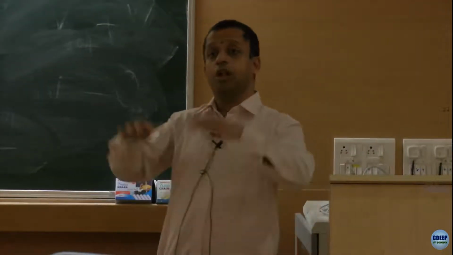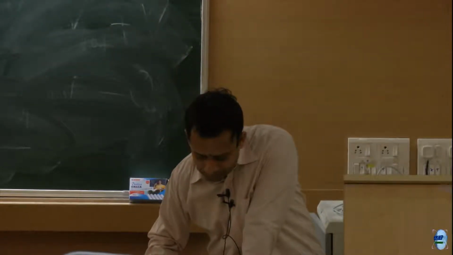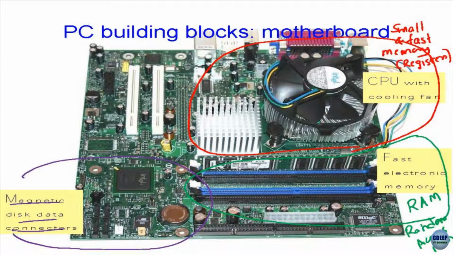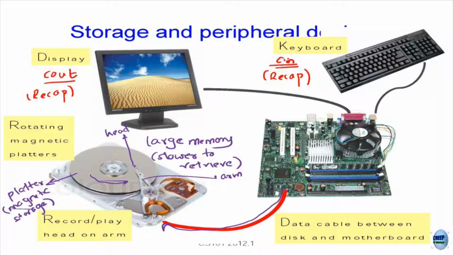Now there is also a much larger storage available in the form of the hard disk. The magnetic disk data connectors are sitting here. This is the connection to the hard disk, not the hard disk itself. Here you have the hard disk, and the data cable between the disk and the motherboard. This is exactly what we were pointing to in the previous slide. The hard disk can store a lot of data, but it can be slower to retrieve.